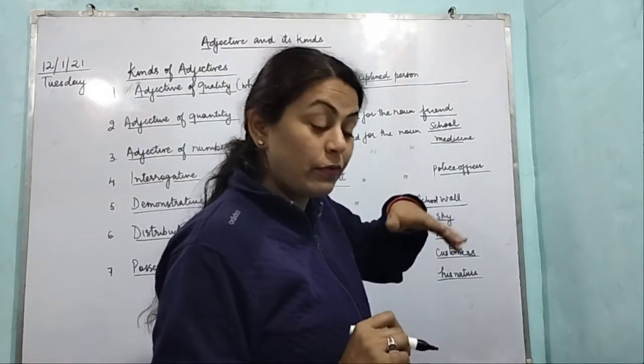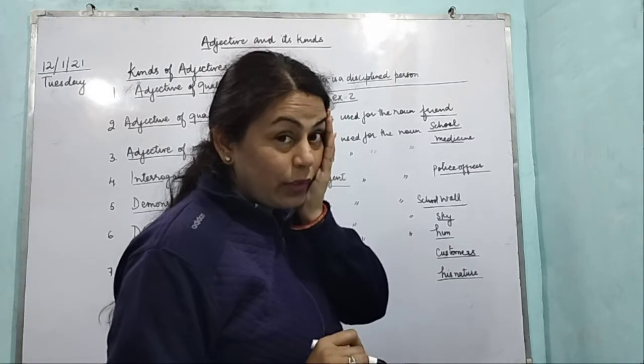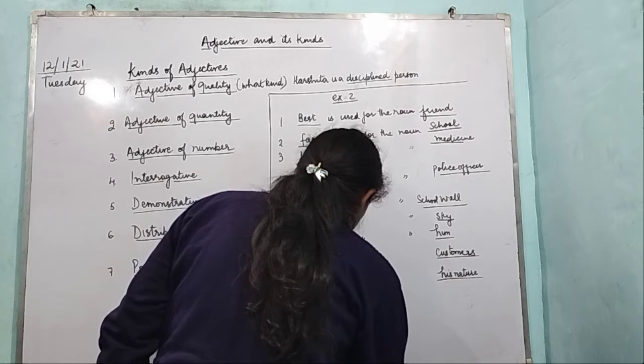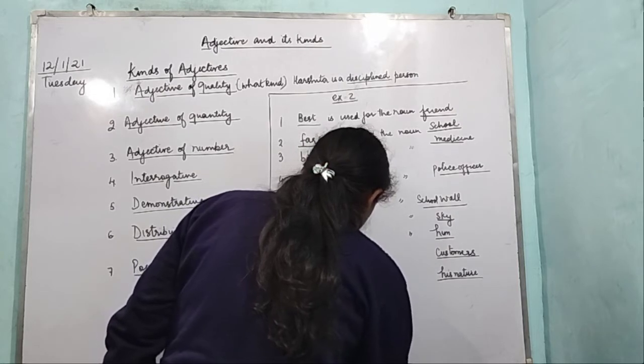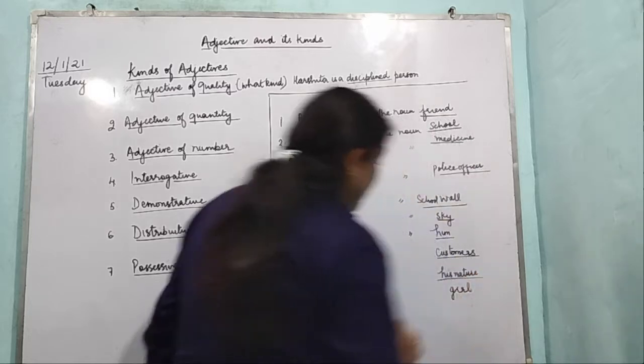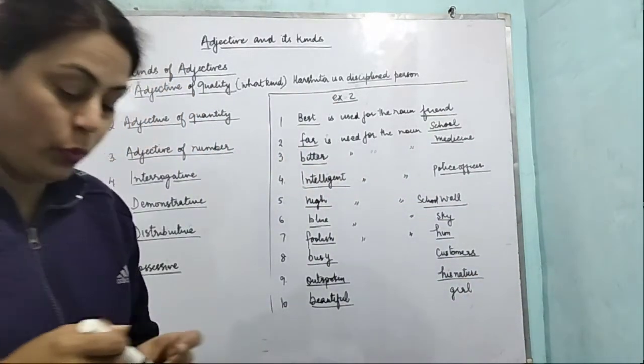So ask yourself, when you read the sentence, she is a beautiful girl. What kind of girl? Beautiful girl. So with this we have completed our exercise number 2.